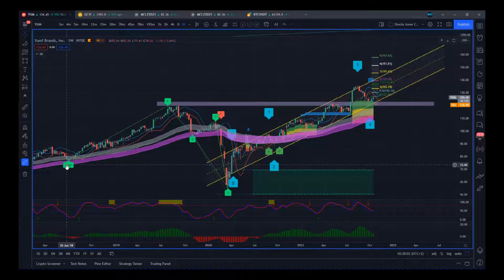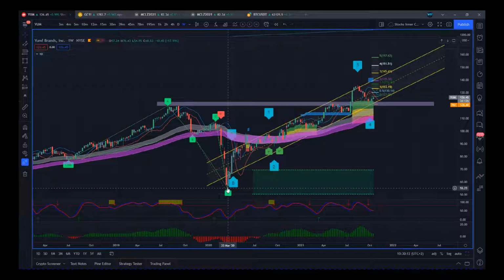As we can see on here, using our Auto Harmonic Pattern, we completed a crab pattern back in March 2020. After the pandemic pullback, we completed in the automated completion zone, and the resulting bullish move from that harmonic pattern completed on the weekly has been pretty phenomenal.